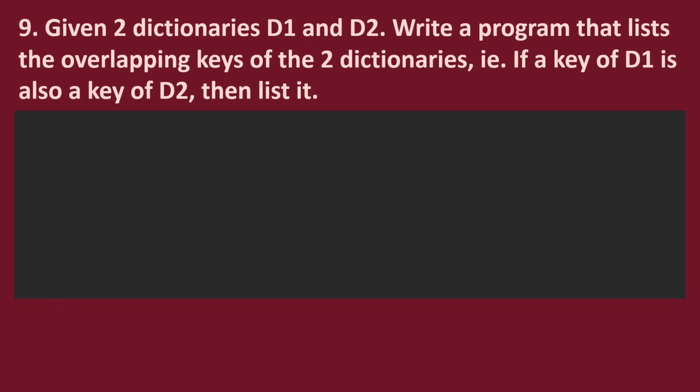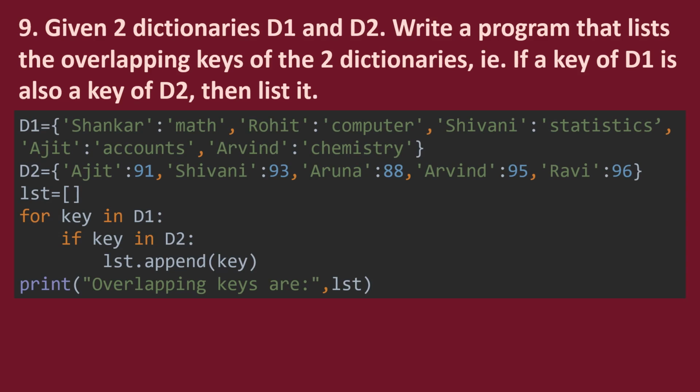Now, given two dictionaries D1 and D2, write a program that lists the overlapping keys of the two dictionaries. That means if a key of D1 is also a key of D2, then list it. Now we have to create two dictionaries D1 and D2. Let's say the first dictionary D1 is storing some student names and their subjects as the values. Names are the keys and the subjects are the values. And the second dictionary is storing some student names and their marks. Names are the keys and the marks are the values.